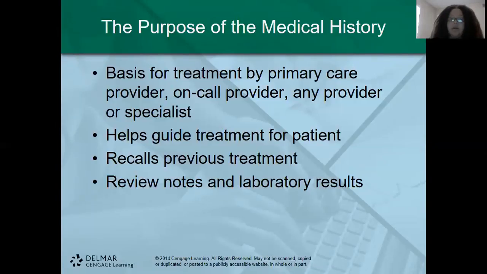When they do their charting, it's important that it is in chronological order, with the most recent in the front and the past ones behind it. So that's what the purpose is. And also the laboratory results are in a different section. It's a lot of different sections when you're dealing with the medical history and the chart itself.